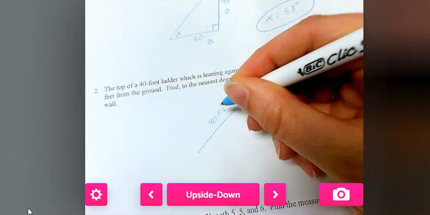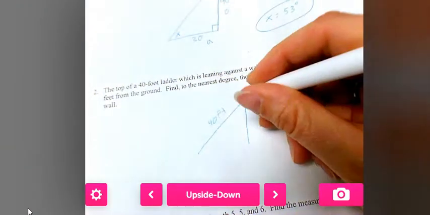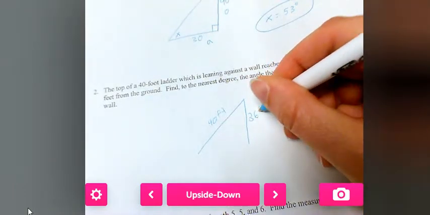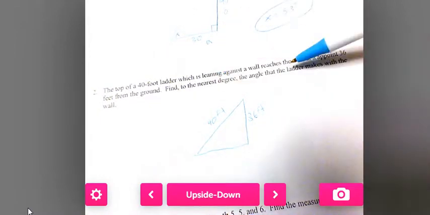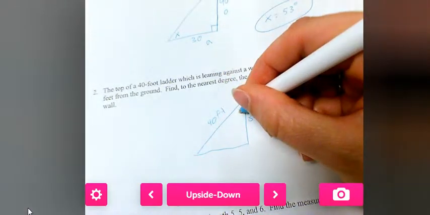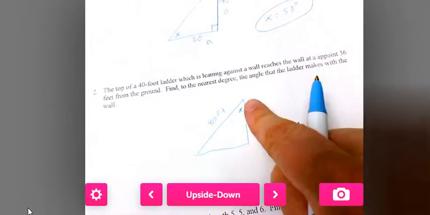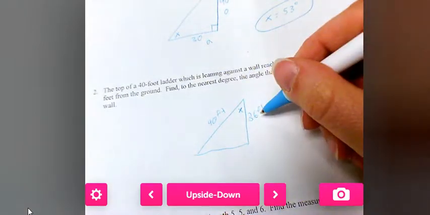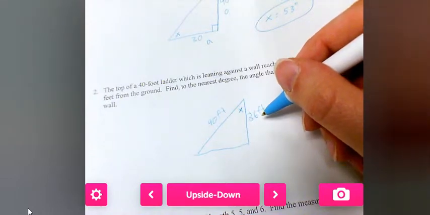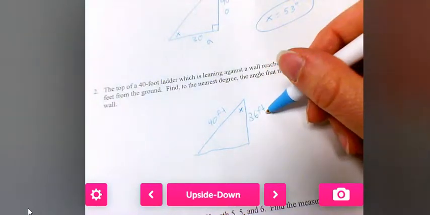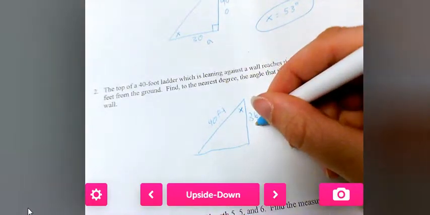My ladder slants, and it's against a wall. It says it reaches the wall at a point 36 feet from the ground. So I'm 36 feet above the ground, right? And it wants to know, to the nearest degree, the angle that the ladder makes with the wall. So this is where the ladder is with the floor, so that's where it makes with the wall. Is 36 my opposite, adjacent, or hypotenuse? Adjacent, it's right next to the x.